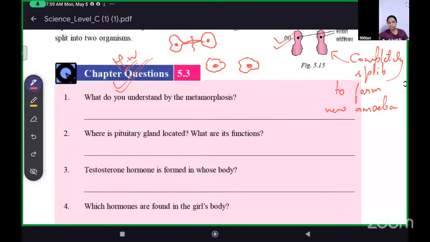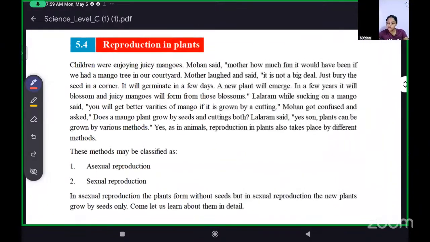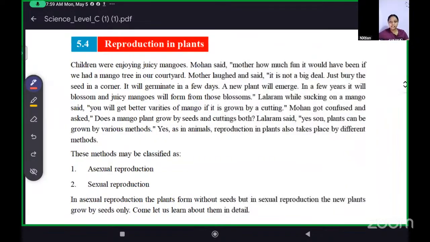Please finish this. Now, till now we did reproduction in animals. We did two types of reproduction in animals, sexual and asexual reproduction. We did how fertilization takes place, how it is determined if it's a boy or a girl, and how internal fertilization and external fertilization happen. All of that we talked about.